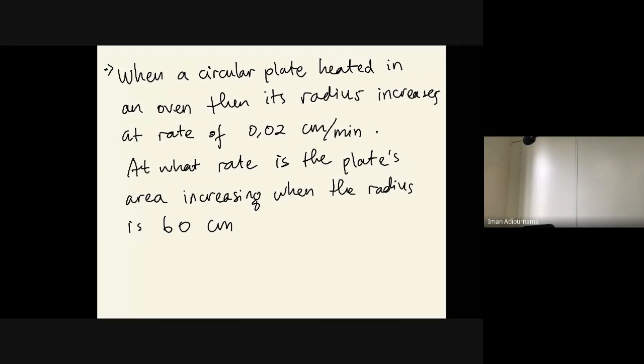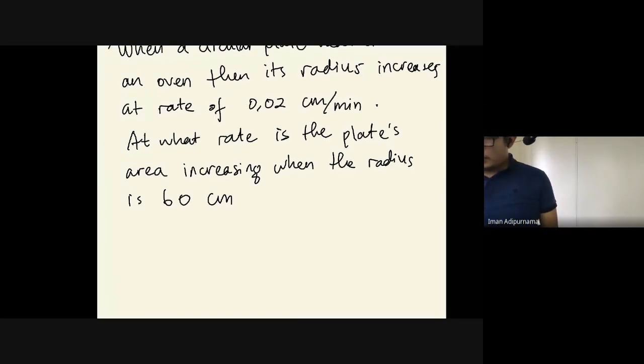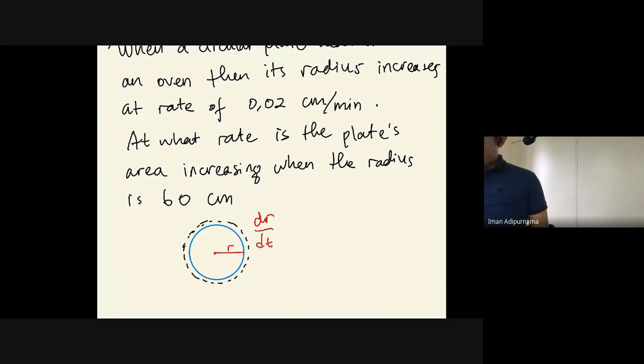Just multiply, and that's it. So you have a circular plate like that, and you have the radius. It's increasing, right? First, you know dr over dt, the rate of change of the radius. You know from the question it is 0.02.